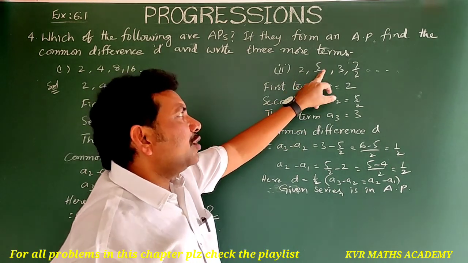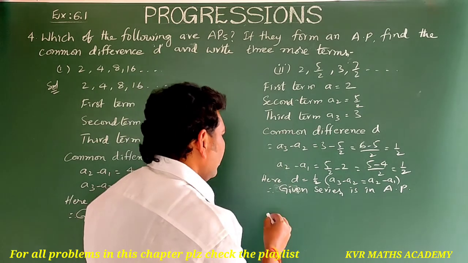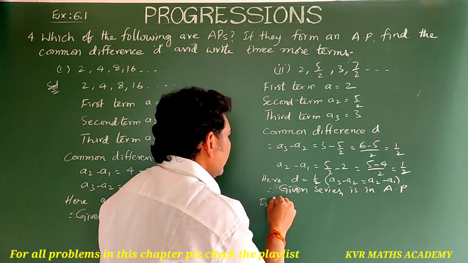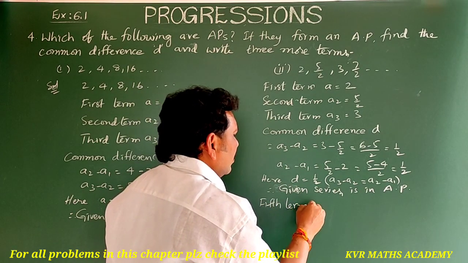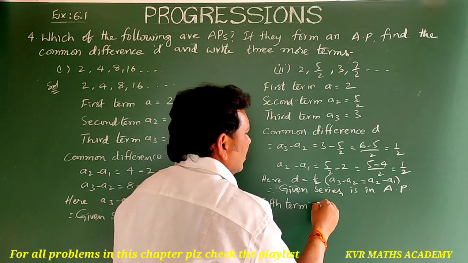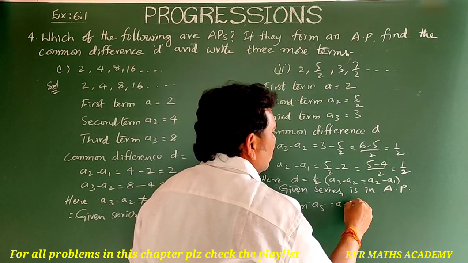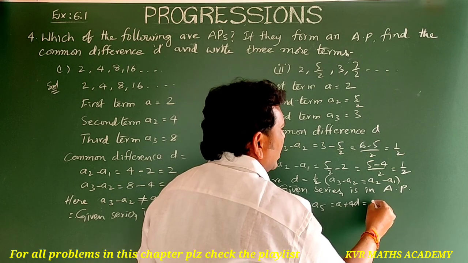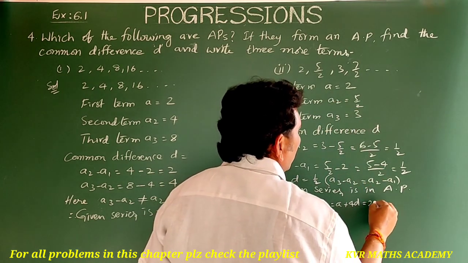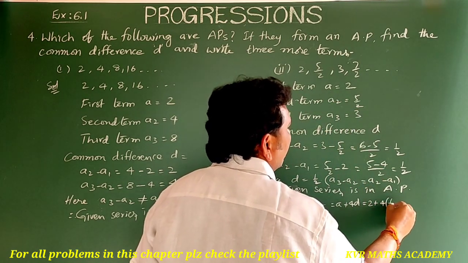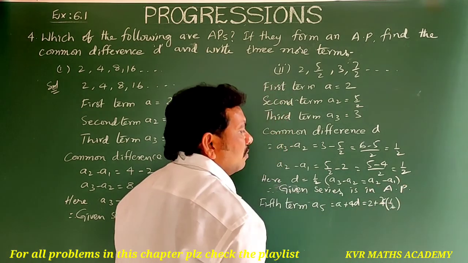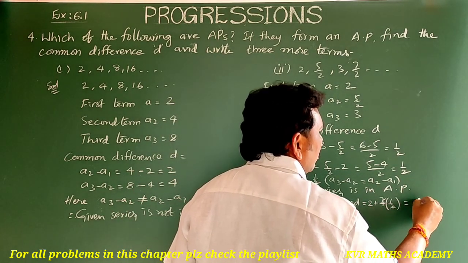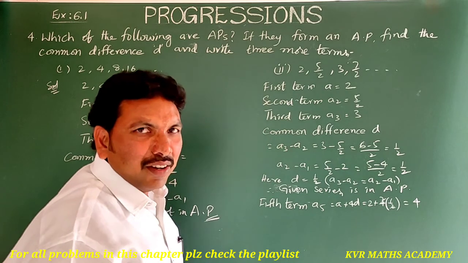This is a1, a2, a3, a4, a5. Fifth term a5 is equal to a plus 4d. So a is 2 plus 4 into d, which is 1 by 2. 4 times 1 by 2 is 2, so 2 plus 2 is 4. So the fifth term is 4.